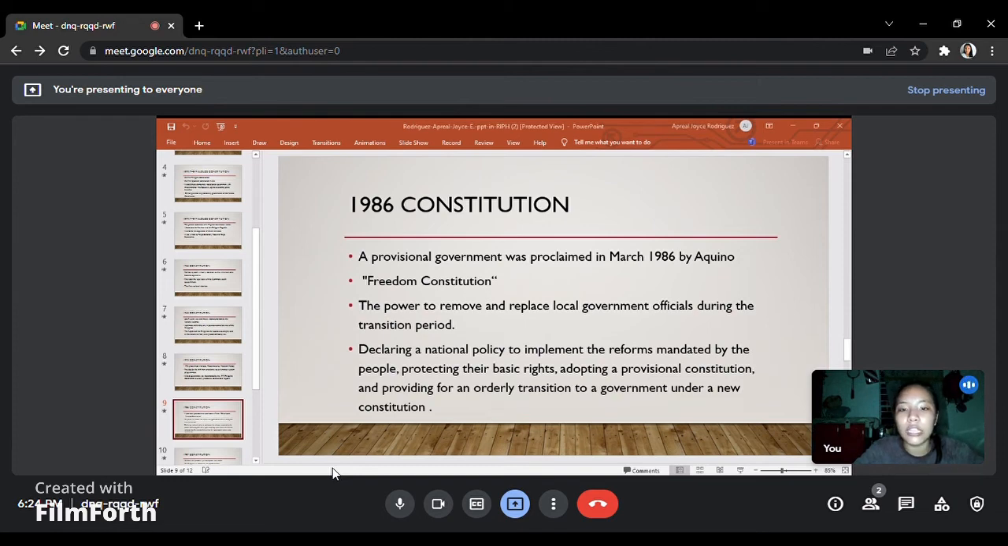It also declared a national policy to implement the reforms mandated by the people, protecting their basic rights, adopting a provisional constitution, and providing for an orderly transition to a government under a new constitution.